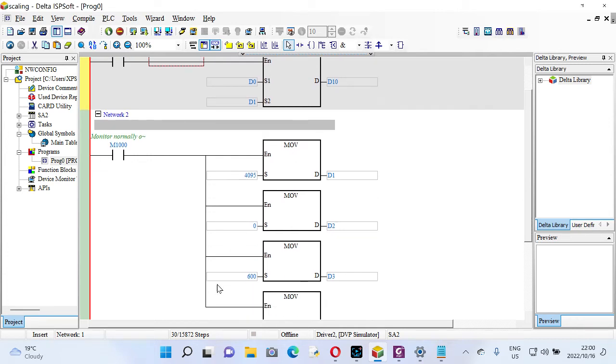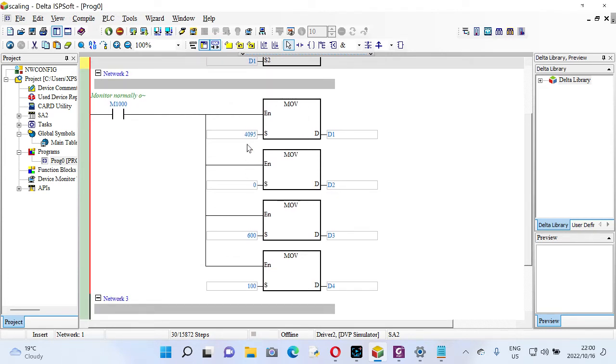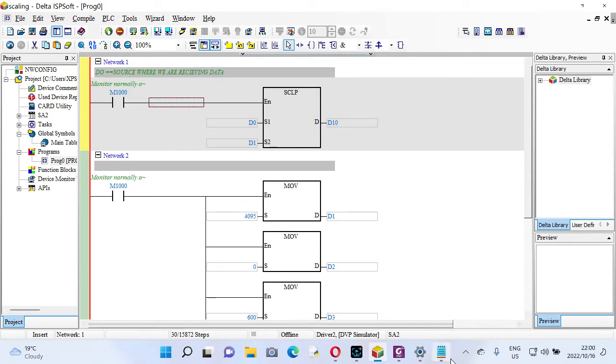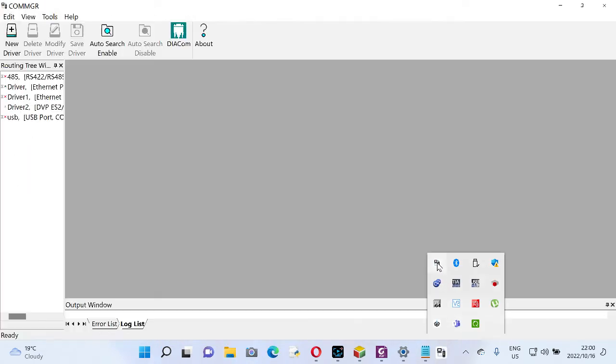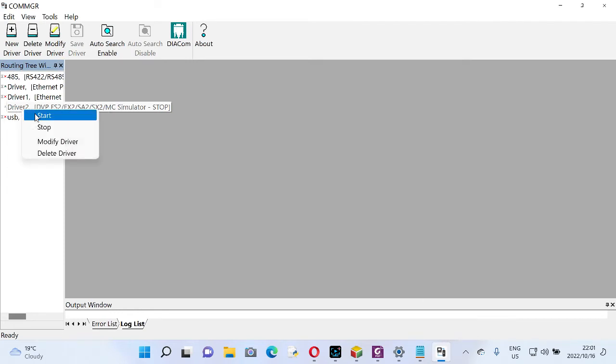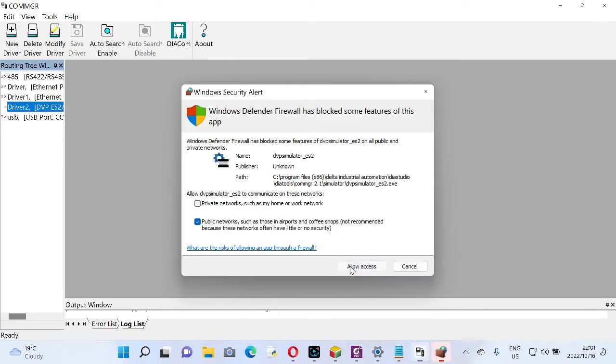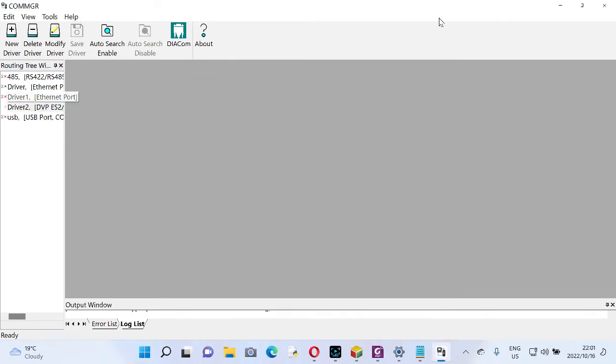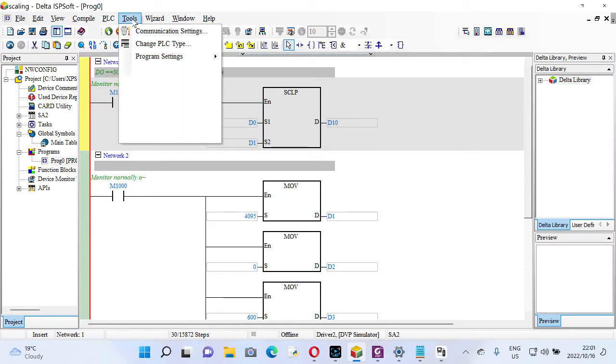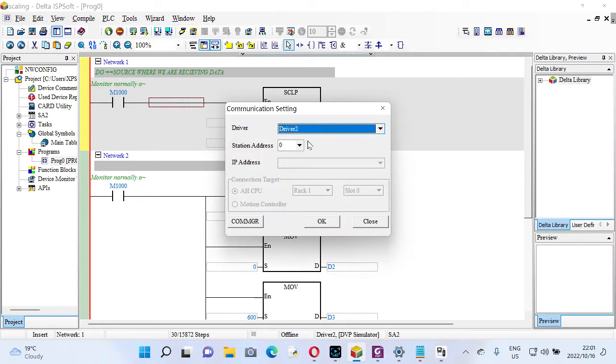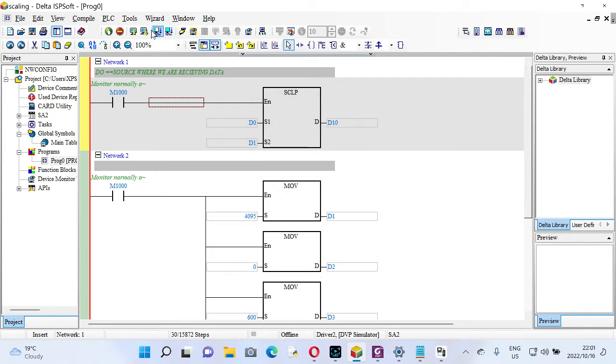So what it means is we're going to get information in a range of 0 to 4095. And then that information is going to be converted proportionally to a range between 100 and 600. So I'm going to check my communication manager, Driver 2 simulator. This is the latest version. I come here, check on my communication. Driver 2 is ready to go.